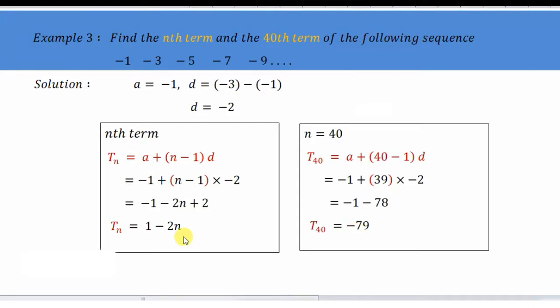So once you find the nth term, to find the 40th term or any other term of the sequence, you can either use this formula which we derived, or you can use this general formula which is applicable for all the arithmetic sequences. Okay, let us solve the next example.